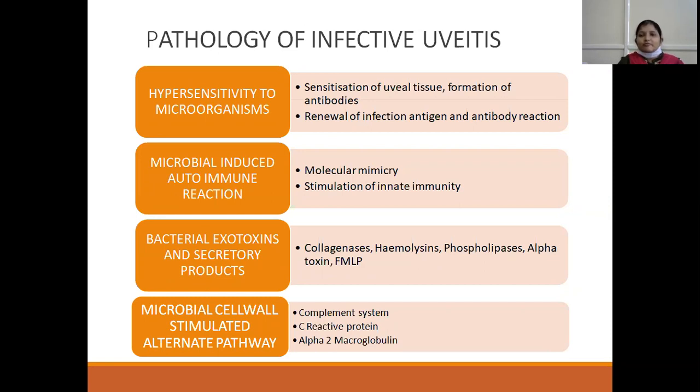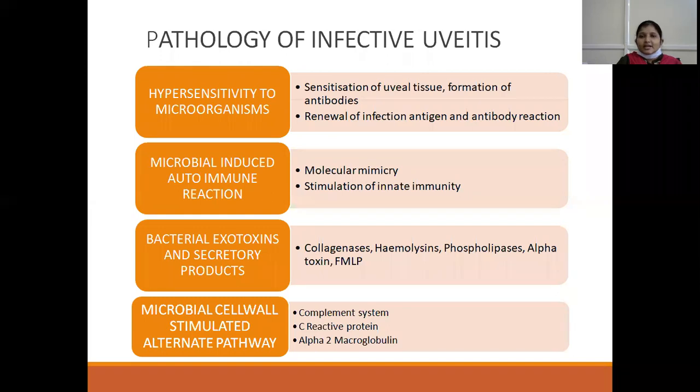This can occur because of microbial toxins like endotoxins and lipoteichoic acid and lipoarabinomannan in tuberculous bacilli. Next, coming to bacterial exotoxins. These are the products which are released from the bacteria and they act as toxins leading to stimulation of the inflammation in the uvea. The various toxins causing uveitis are collagenases, hemolysins, phospholipases and alpha toxins.